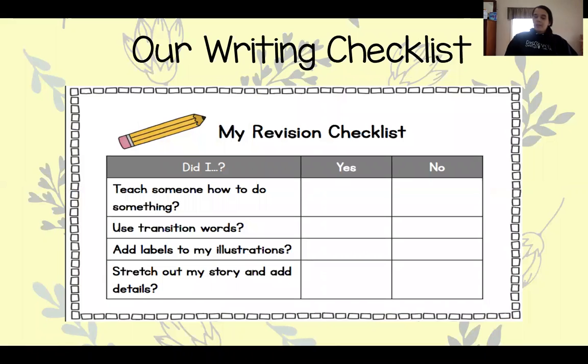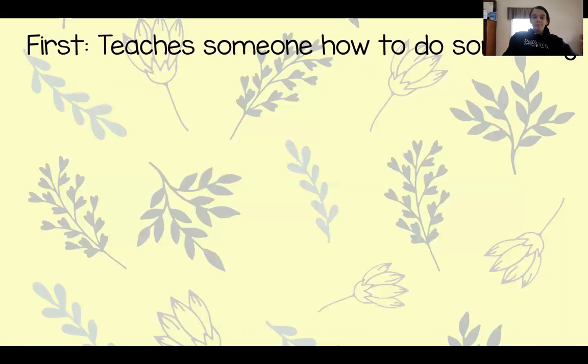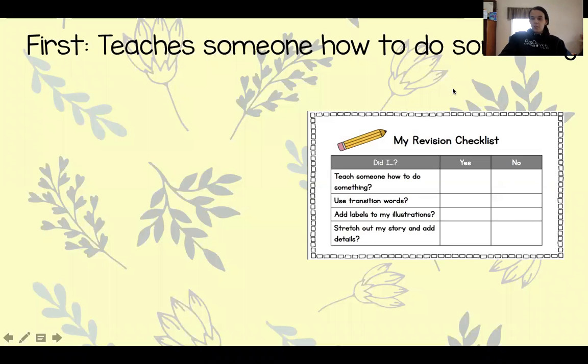It looks like this. It says my revision checklist, and then it has 4 different criteria. So here are the things that you need to make sure your writing has. It teaches someone how to do something. It uses transition words. You add labels to your illustrations, or your pictures in this case, and you stretch out your story and you add details. So we're going to break these things down and go one by one and figure out exactly what we need to do, okay? All right, so the first thing, I'm going to move myself down here. The first thing is that your writing teaches someone how to do something, right? So this is the checklist.